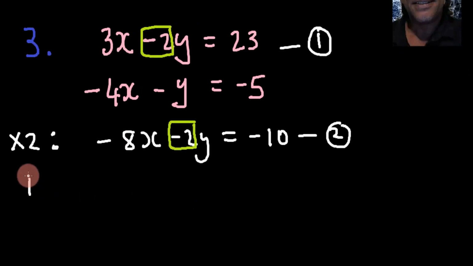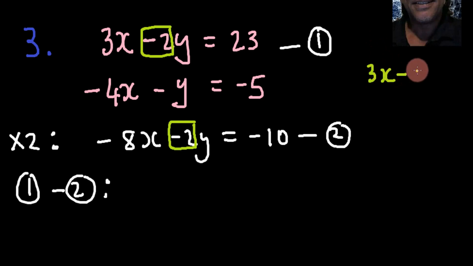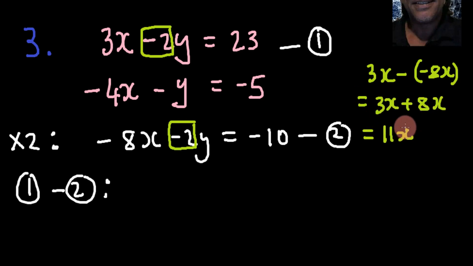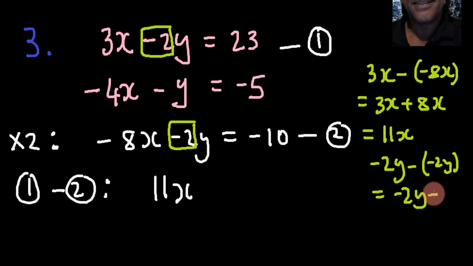Now we simply subtract equation 2 from equation 1. So 3x minus negative 8x will give us 3x plus 8x, which is 11x. So we have 11x, then negative 2y minus negative 2y. Negative 2y minus negative 2y will give us negative 2y plus 2y, which is 0. So we can see that the y's will cancel.